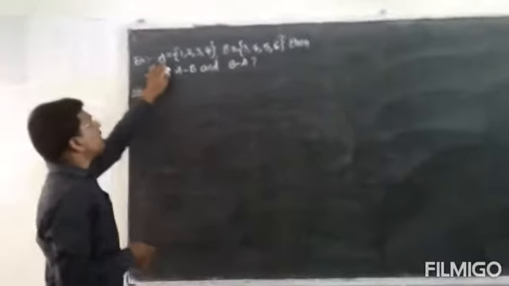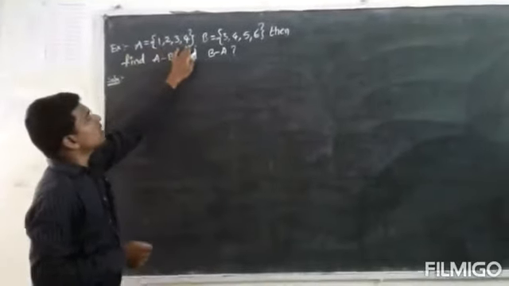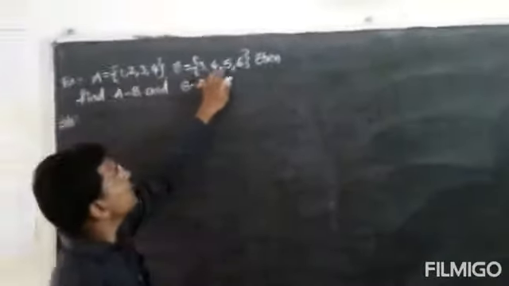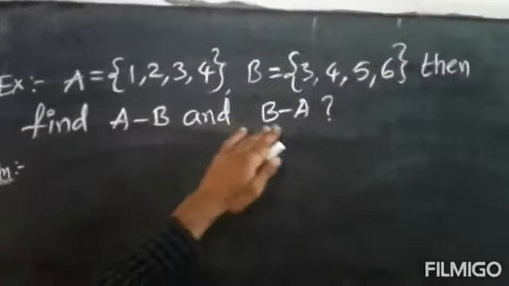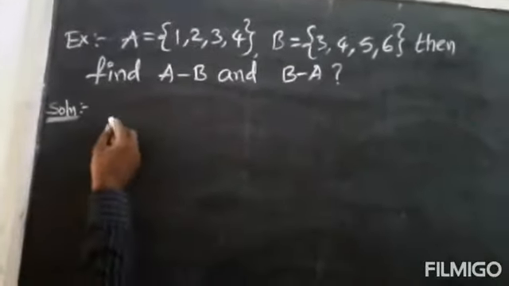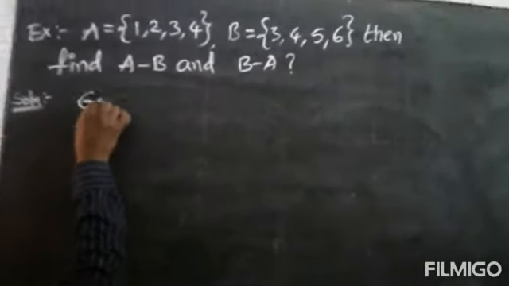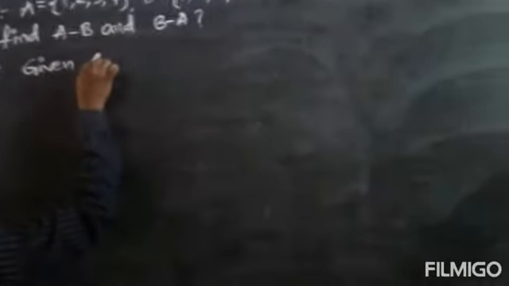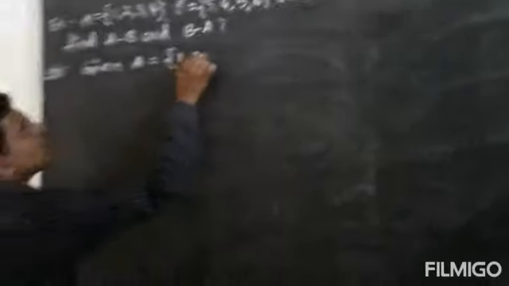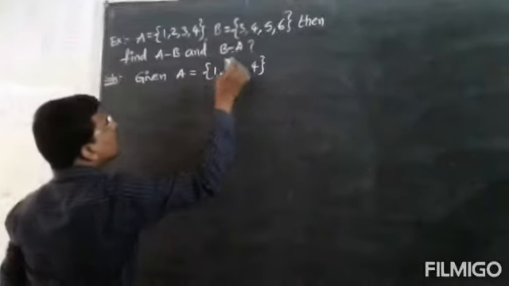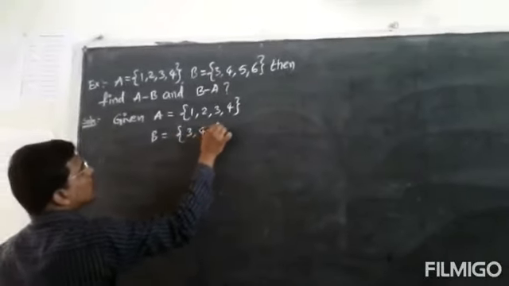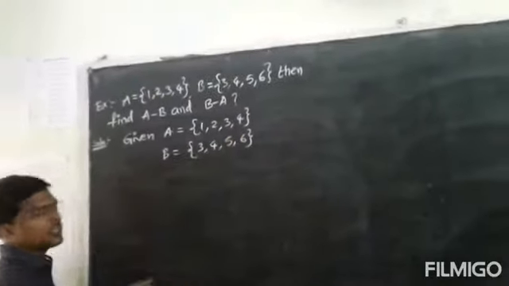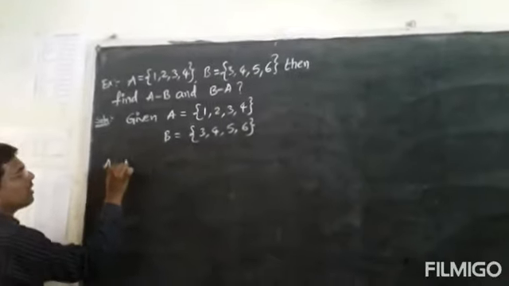The example problem is, if the set A is equal to {1, 2, 3, 4} and set B is equal to {3, 4, 5, 6}, then find A minus B and B minus A. Okay, so first write the given. Given A is equal to {1, 2, 3, 4} and set B is equal to {3, 4, 5, 6}. First, A minus B we should find.